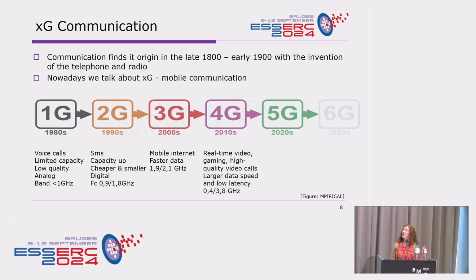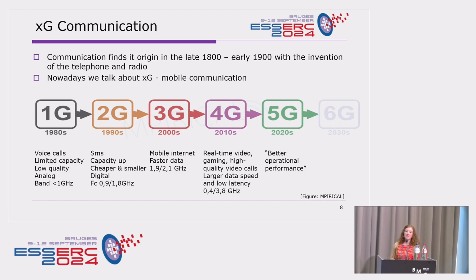Then 4G in 2010, approximately. There a lot of features were added to everything. So we have real-time video, high-speed videos, very large data rates, lower latencies, and you see that with the generations going up, also these carrier frequencies where we are working at are going up. And then nowadays, we call it 5G. That's what we all are mostly using nowadays.